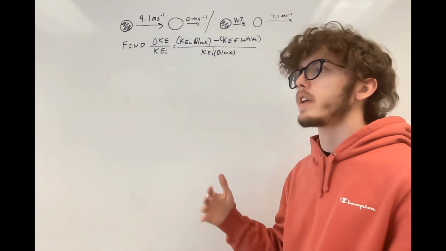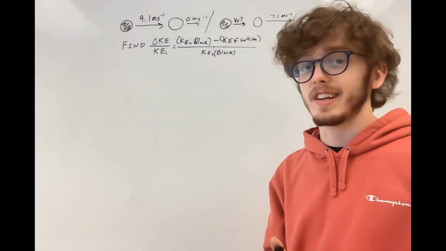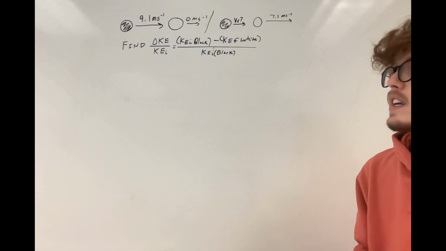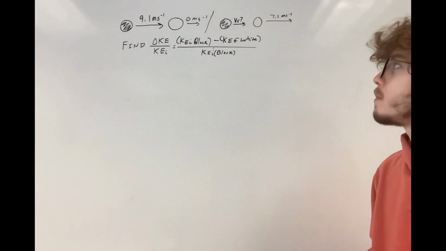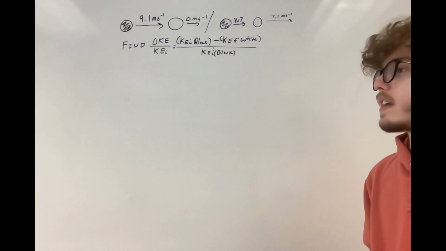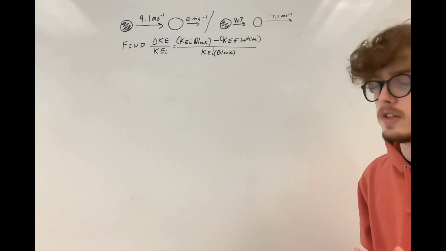So in this problem, I want to give you a rationale for the answer and how we work through it, because this problem can be kind of tricky. We're told that a black ball moving at 9.1 meters a second contacts a white ball going 0 meters a second. The white ball then begins to move 7.1 meters a second. We are asked, find the fractional kinetic energy loss due to the collision.